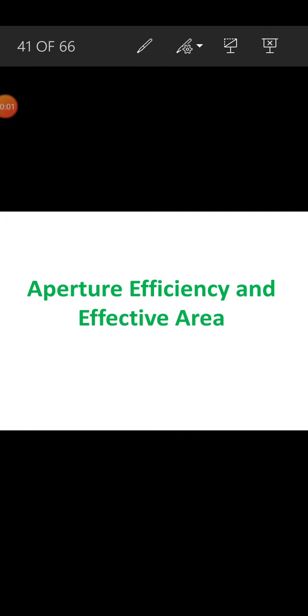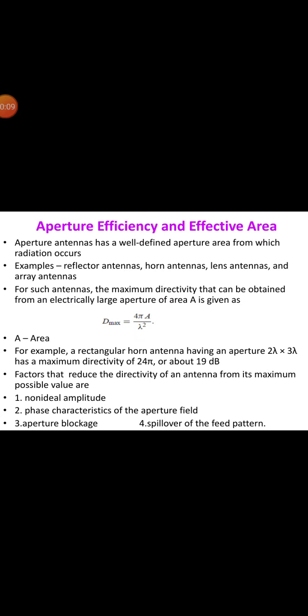Welcome to this module. In this module, let us have an insight into aperture efficiency and effective area. Many types of antenna can be classified as aperture antennas, meaning that the antenna has a well-defined aperture area from which radiation occurs. Examples include reflector antennas, horn antennas, lens antennas, and array antennas.